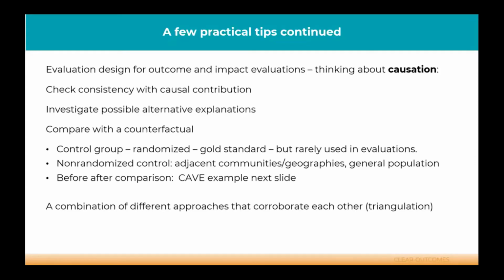You could use a counterfactual control group. As I mentioned, if it's randomized, it's the gold standard. It can also be non-randomized, adjacent communities, geographies. You could compare it to a general population. Before-after comparison, you have to be careful with that approach, and I'll show you a slide to kind of make you think a bit about using that approach. But often what evaluators would do is use a combination of different approaches that corroborate each other.